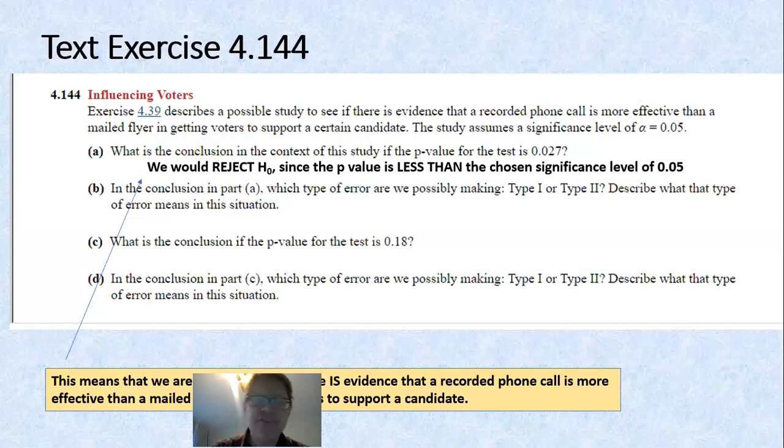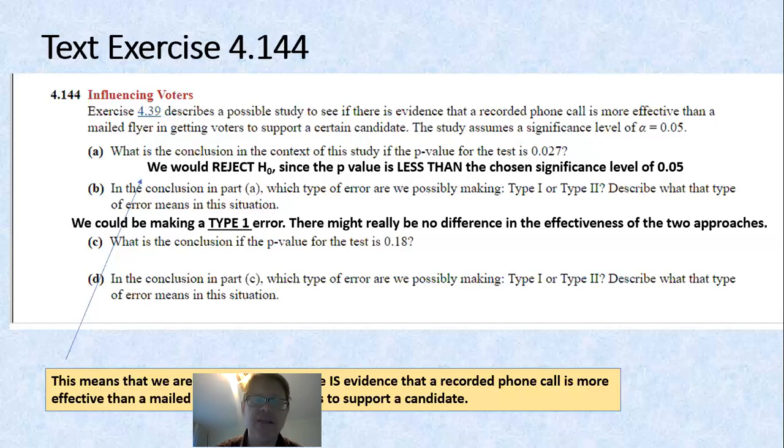Part B asks, if we reach that conclusion, the conclusion that the phone calls are more effective than the flyers, what type of error are we possibly making? Are we possibly making a type 1 error or a type 2 error? And what would that mean in this situation? Well, remember that any time that you choose to reject the null hypothesis, then you are possibly committing what we call a type 1 error.